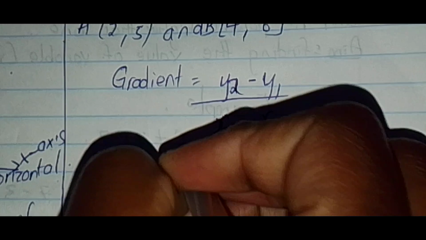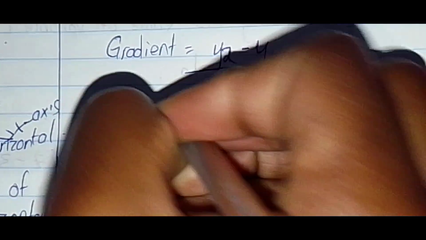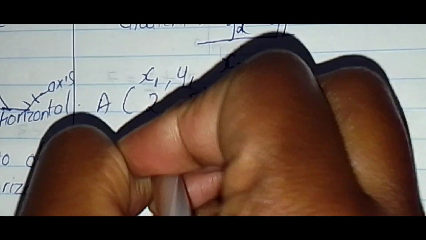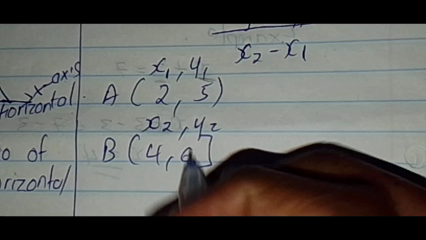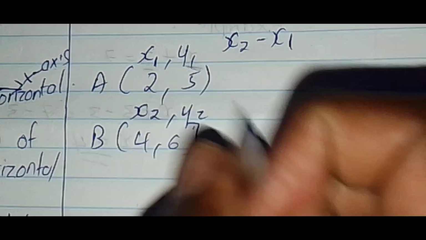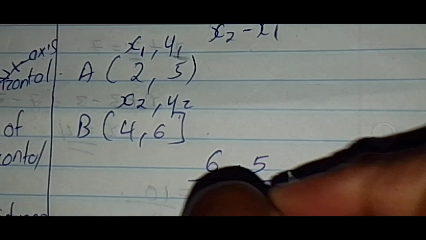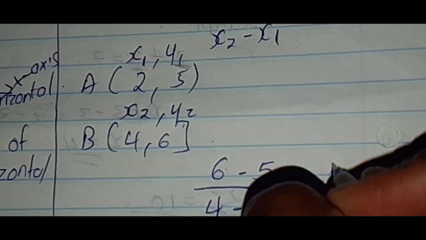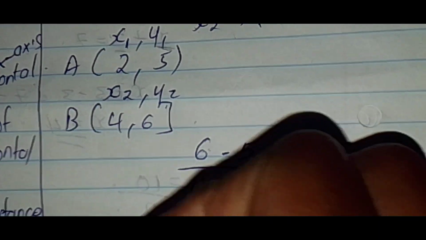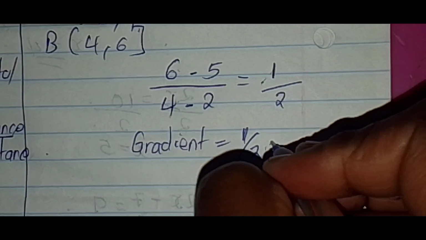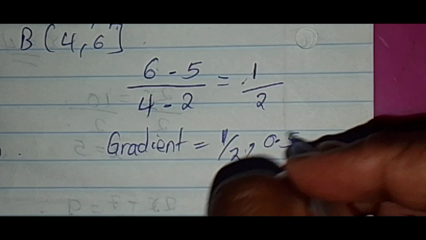For this case, let's take our A as x1, y1, and our B as x2, y2. So our y2 is 6 minus our y1 which is 5, divided by our x2 which is 4 minus our x1 which is 2. So 6 minus 5 is 1, over 4 minus 2 which is 2. So our gradient is 1 over 2, or you can write 0.5.